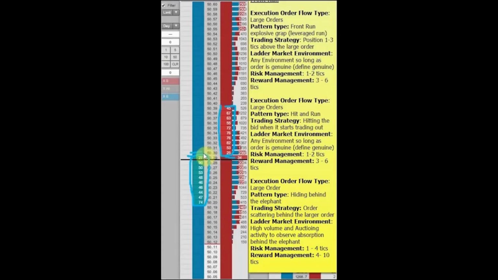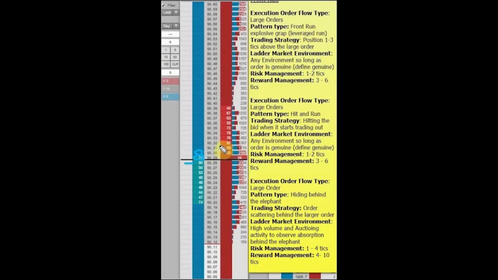Your risk management, what you're doing is, if you see a large order on the buy side, and say in this instance you saw it at 50.27 over here, the moment you notice a large order, you want to make sure you get optimum queuing. So if you saw a large order at 50.28, you'd want to then put your order at 50.29 and potentially 50.30. So the moment you see the large order, you front run that order, and the moment you get into the trade, you're looking for a quick reward exit. So that's for your front run explosive grab.